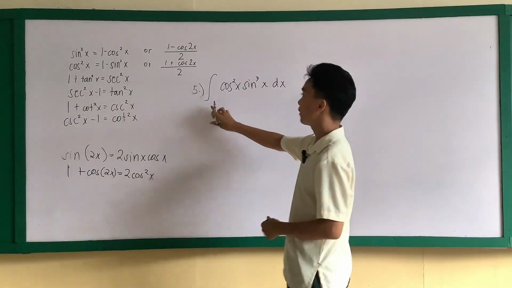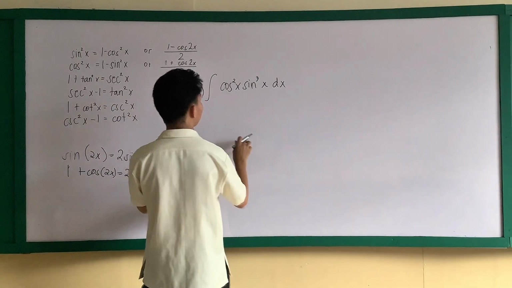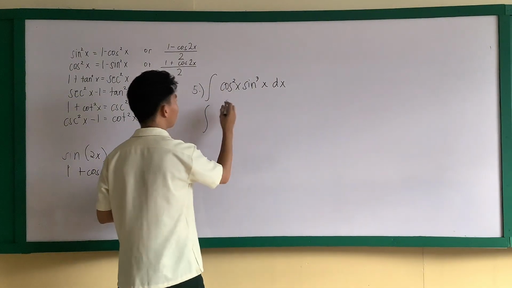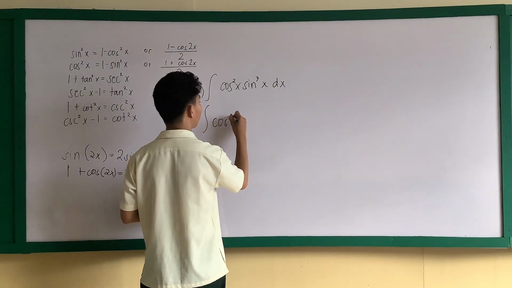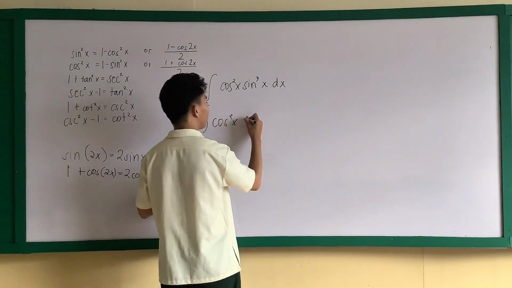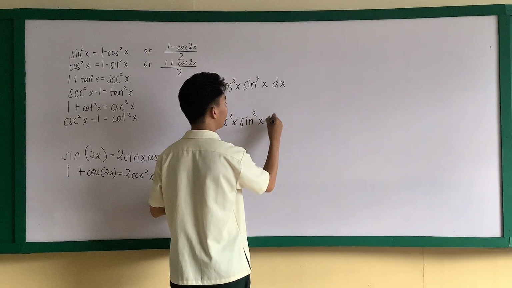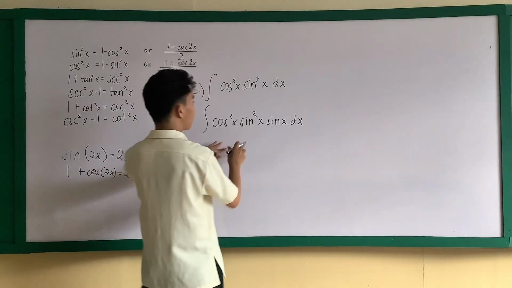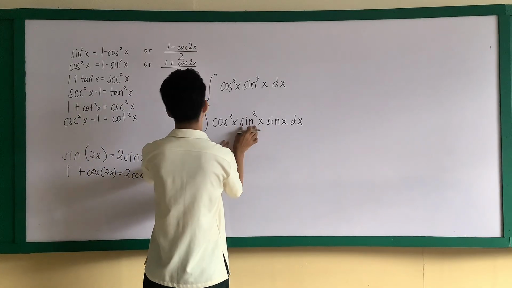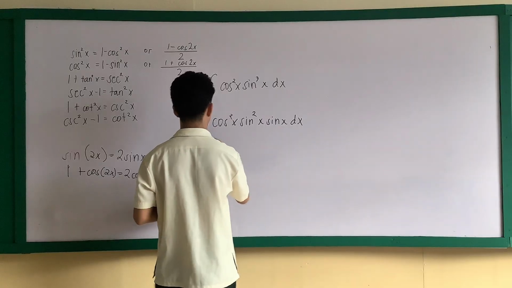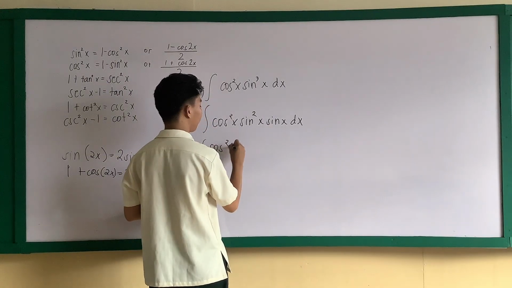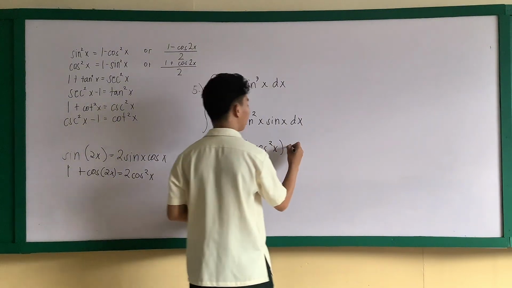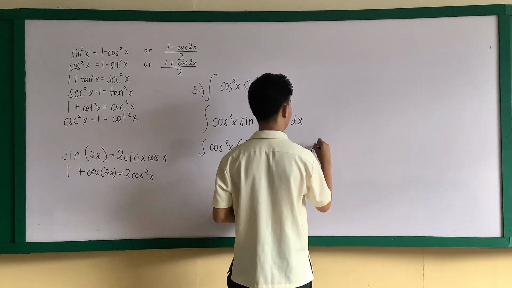Now, let's proceed to our last problem, which is this. So, as you can see, the exponent is even and odd, so we can split the odd one. So, copy the cosine squared x. So, now split natin itong sine. So, sine squared x sine x dx. So, next is, para makancel itong sine x, substitute natin yung sine x squared dito sa identity. So, magiging copy lang yung cosine squared x. So, magiging 1 minus cosine squared x, copy yung sine x dx.